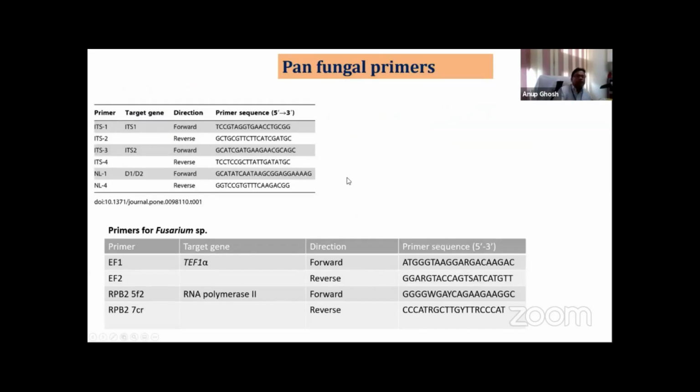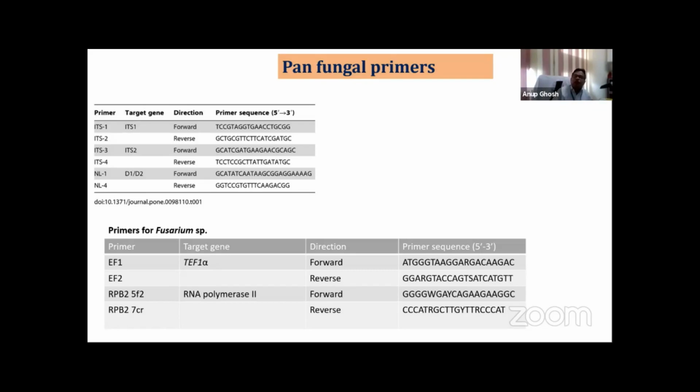Now, you come to know these different primers, or pan-fungal primers, that several labs are using. This is ITS1, ITS2, ITS3, ITS4 for the ITS region, and NL1, NL4 for the D1, D2 region. You can find these everywhere, in most of the publications. We are successfully using ITS1 and ITS2 for the identification of fungus. If we want to identify up to species level, they are fantastic.